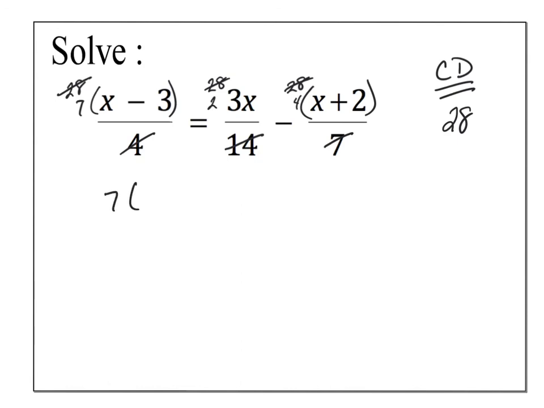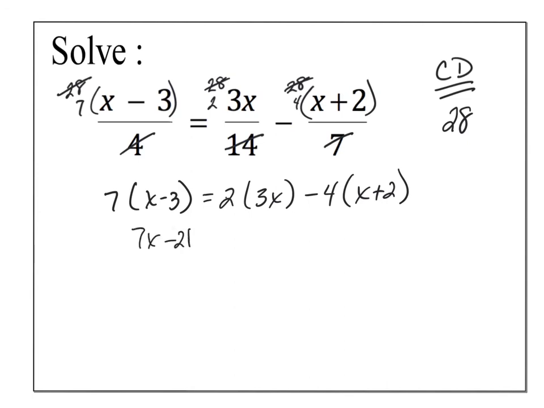So I got a 7 with a parentheses, x minus 3. Now that's not a 23x, so I'm going to put the 2 on the outside with a 3x on the inside, minus 4 times x plus 2. Now it's a pretty simple problem. I have to get rid of the parentheses through distribution. 7x minus 21, 6x minus 4x minus 8. This is the guy that we lose a lot, the negative there.